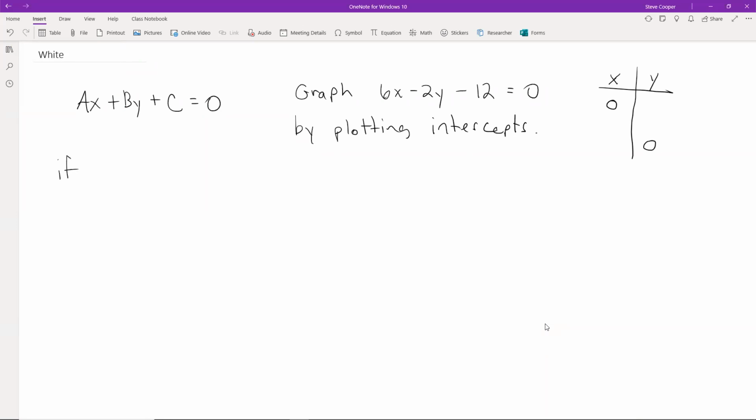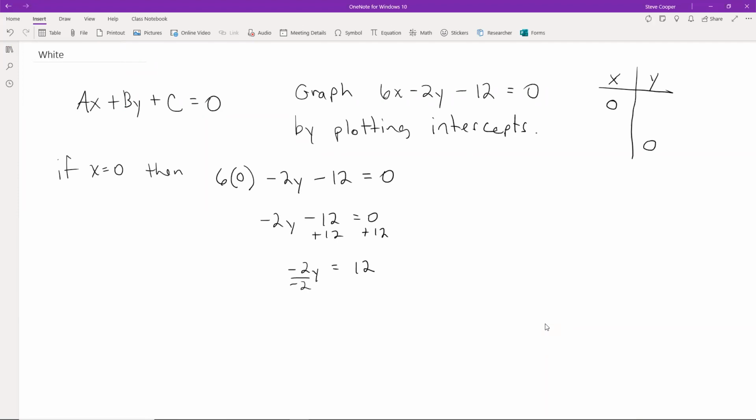So if x is 0, then 6 times x, which is 0, minus 2y minus 12 has to equal 0. So that's 0. So negative 2y minus 12 equals 0. So negative 2y equals 12. So y must equal -6. So the coordinate for y that goes with the coordinate 0 for x, we found to be -6.